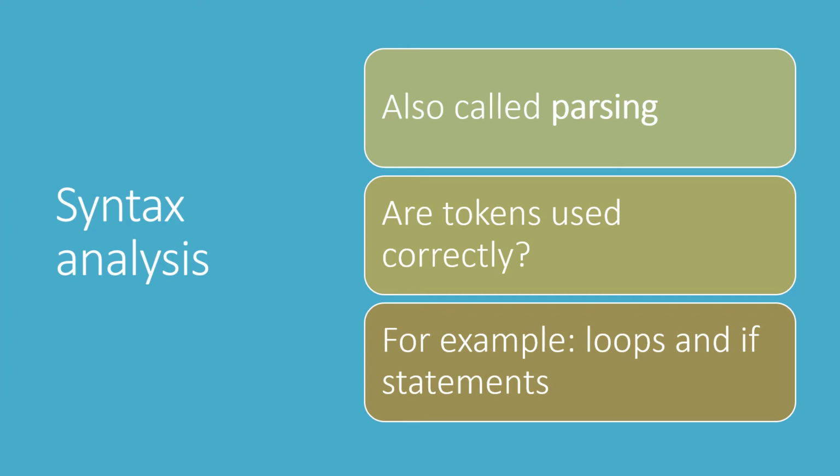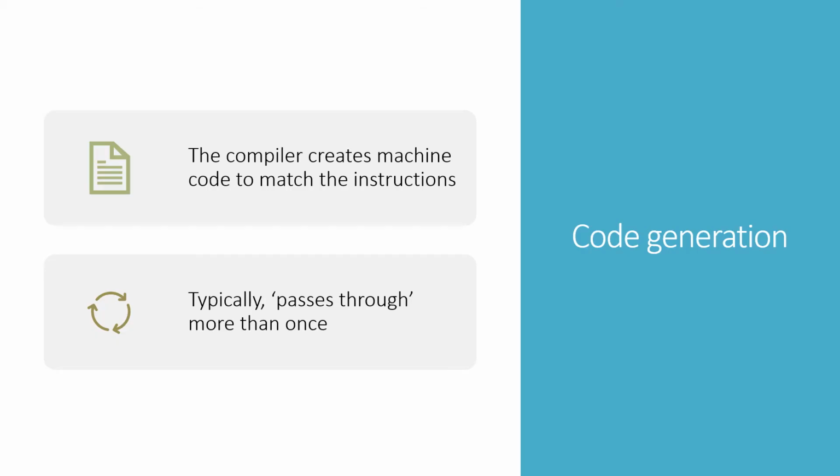At the syntax analysis stage, the compiler checks that all those tokens are correctly used. For example, that the body of a loop is indented. That would be a Python thing, or that the words are just organized correctly. Then, when everything is neat and correct, the compiler creates machine code to match each of the instructions of your program. Typically, although you'd think it only needs to go through once, it normally goes through several times to get that completely right.